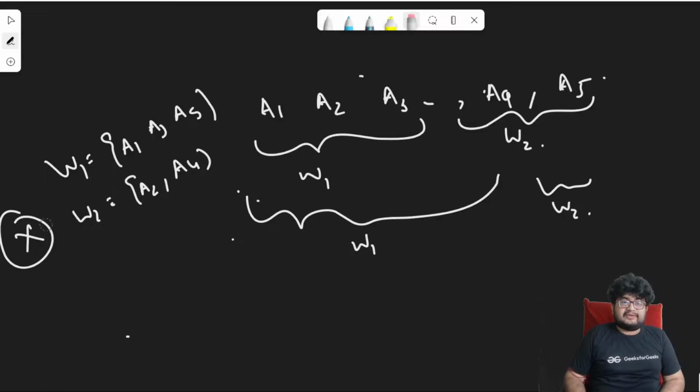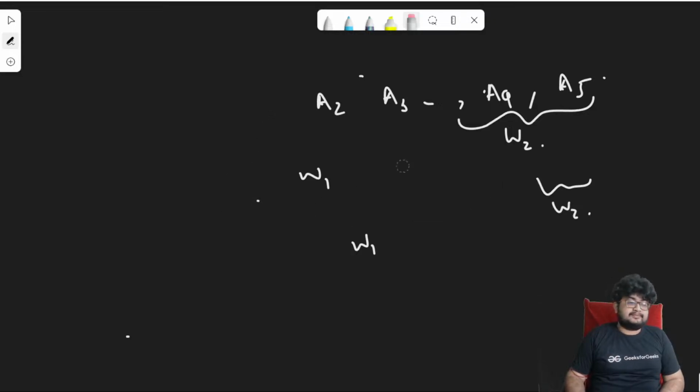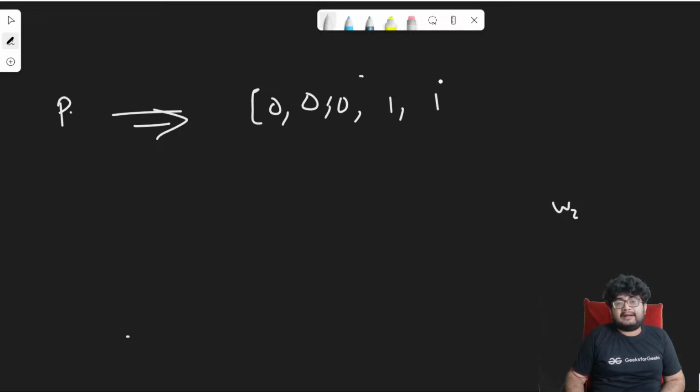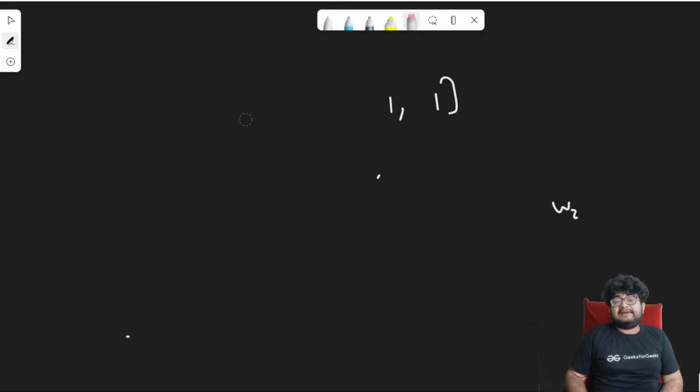So what we have to do is minimize the maximum number of cabinets a worker has to see. My claim here is that this problem that I've defined can be reduced to this problem, 0, 0, 0, 1, 1. We have to find the transition point, that is this point. So how can we reduce this to this, right?